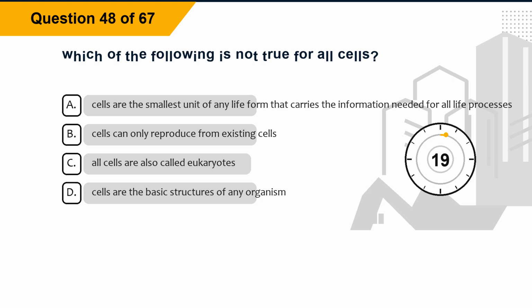Question 48. Which of the following is not true for all cells? Option A. Cells are the smallest unit of any life form that carries the information needed for all life processes. Option B. Cells can only reproduce from existing cells. Option C. All cells are also called eukaryotes. Option D. Cells are the basic structures of any organism.